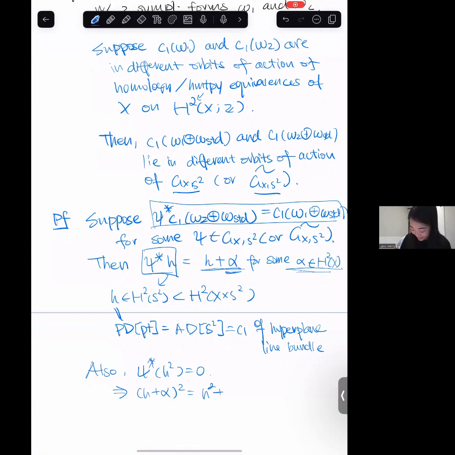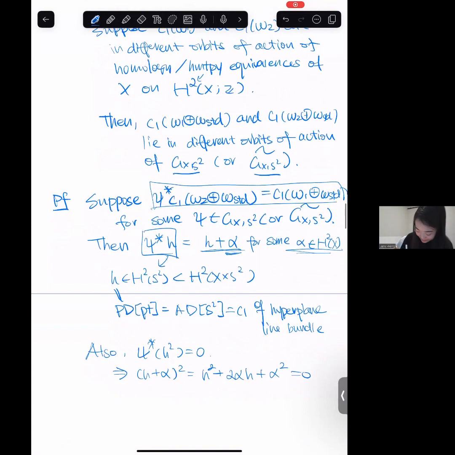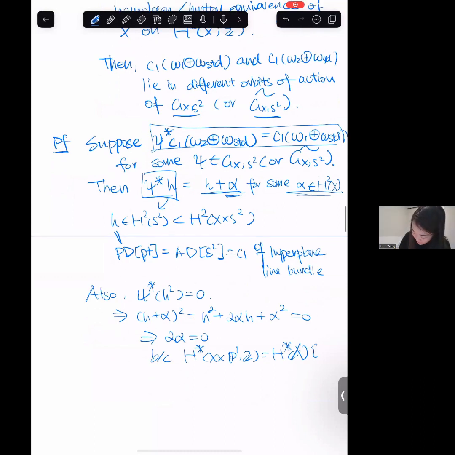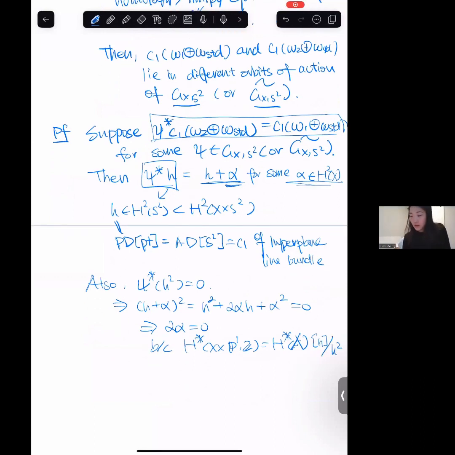Okay, so h plus alpha squared is equal to 0. So this would tell me that 2 alpha is 0, because if you look at the cohomology ring of X cross CP1, which is our S2, this is just H upper 2, the cohomology ring of X adjoined with this H, mod out by H squared.